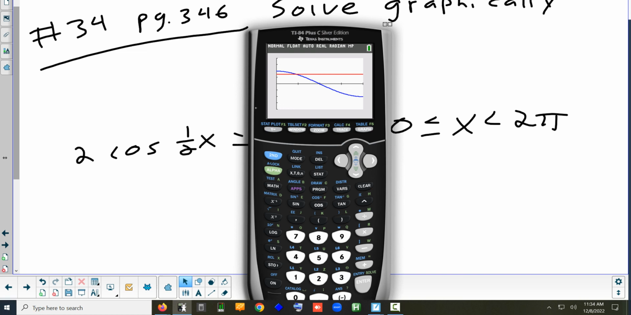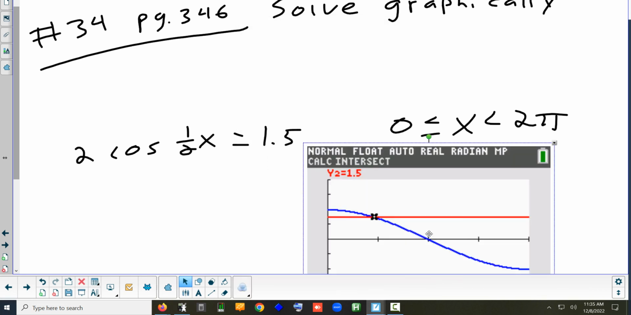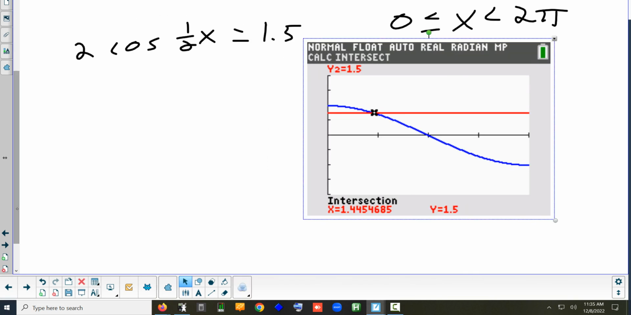So you might think we should get 2 answers because that's what we got last time, but this 1/2 stretched it out. Because we've stretched it so much, this answer doesn't come back up and repeat until you're beyond the window they want you to look at. So we only get 1 answer. Second calc, intersect, and the answer is 1.45 radians.